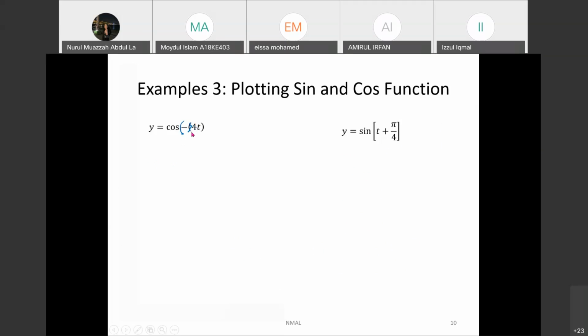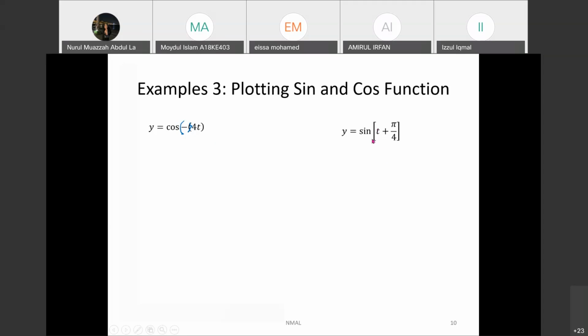For cos -40, you can change it first using trigonometry series, and then find out the t naught. And for this one, sine t plus pi over 4, omega here is equal to what you used when you plotted sine t just now.